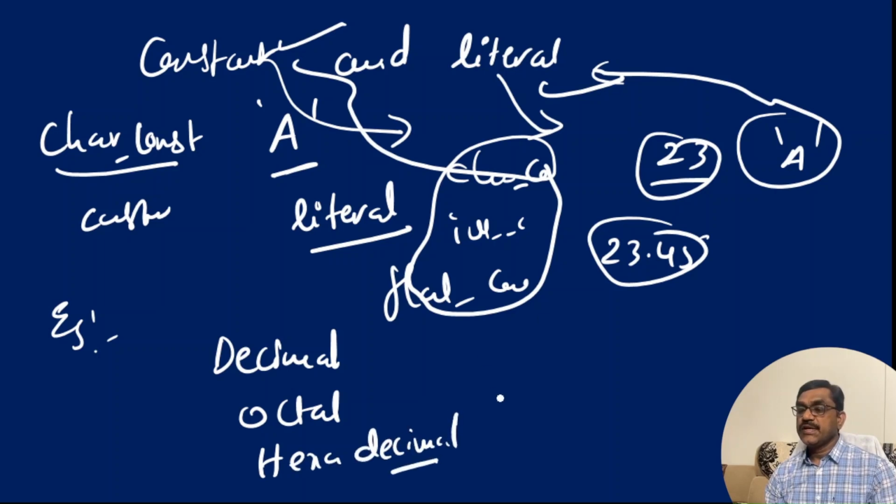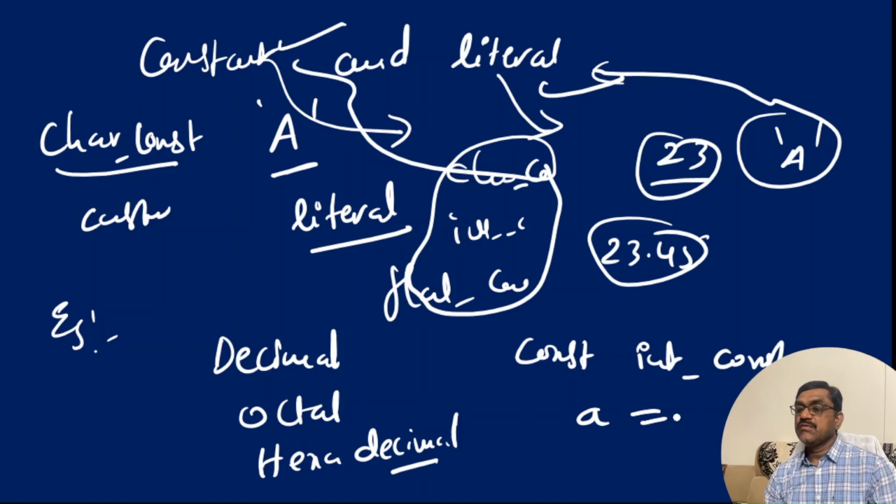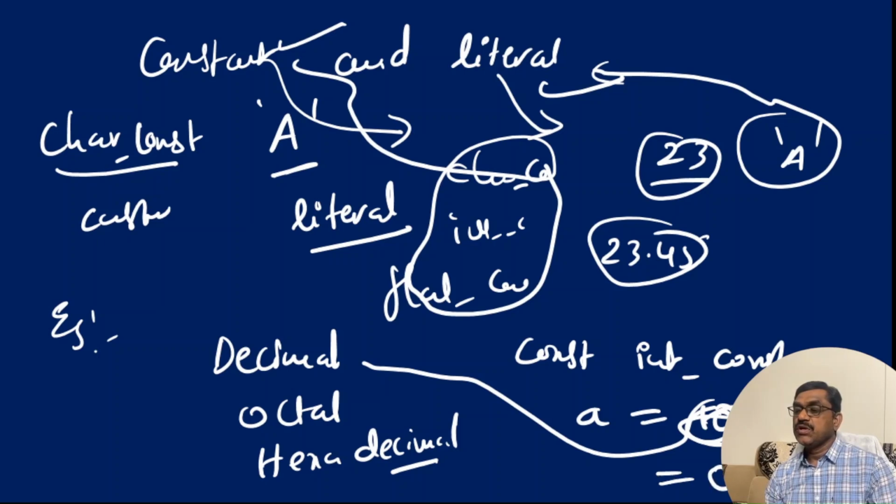What does it mean? For example, just now we have given const int, integer constant, some variable I'm giving a equals to 10. What is 10? 10 is the decimal value. Now, not only this, instead of giving 10, for example, I'm giving a equals to 0, 1, 2.